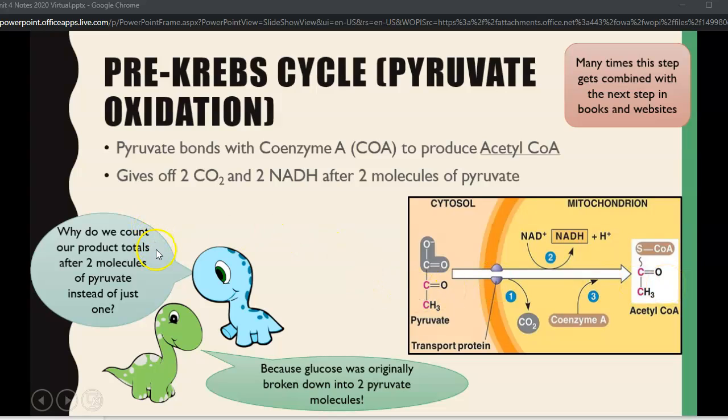Okay, so why do we count our product totals after 2 molecules of pyruvate instead of just 1? This is because glucose was originally broken down into 2 pyruvates. Okay, so we have those 2 that we need to use.